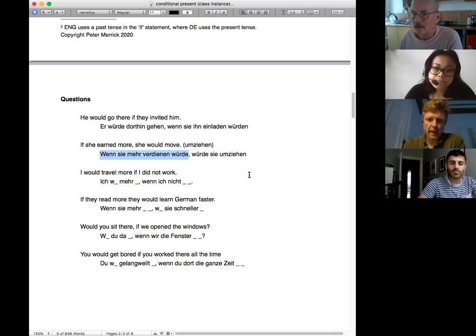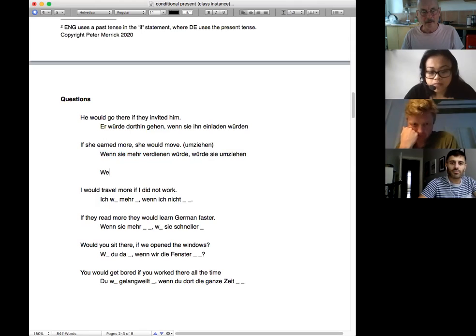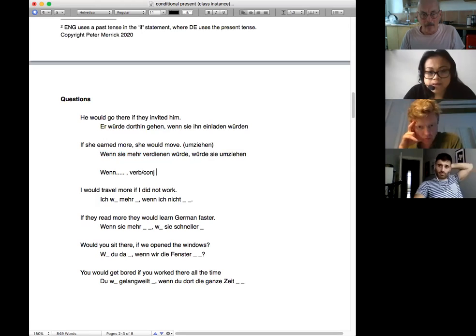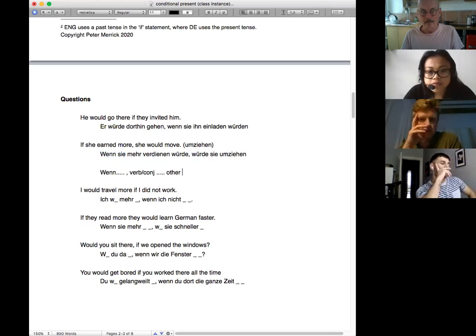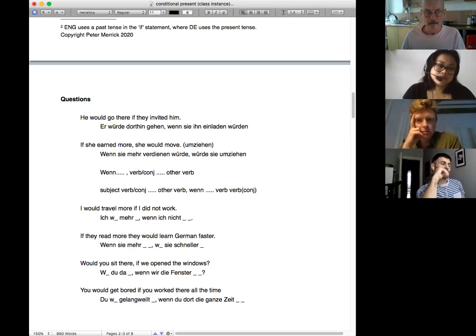But yeah, if you put the if in there, you switch the verbs in the würde. Depends on where the... so it's either then, dot, dot, dot, comma, verb conjugated, dot, dot, dot, other verb. Or it's like this: subject, verb conjugated, other verb, this. Then it's comma, then, dot, dot, dot, verb, conjugated. Does that help you?